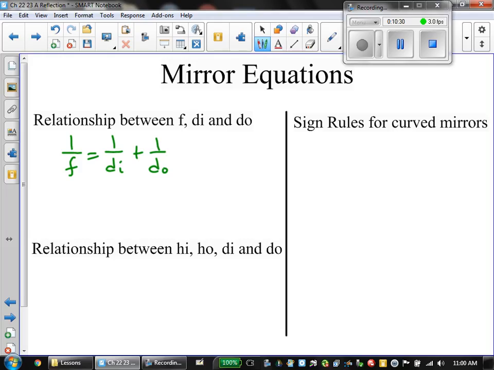It's kind of like resistors in parallel. The other thing you can do is if you're solving for f, use the equation in this form. So if you're solving for f, just use the, again, similar to the resistor in parallel equation. If you're solving for di or do, you can do the same thing.